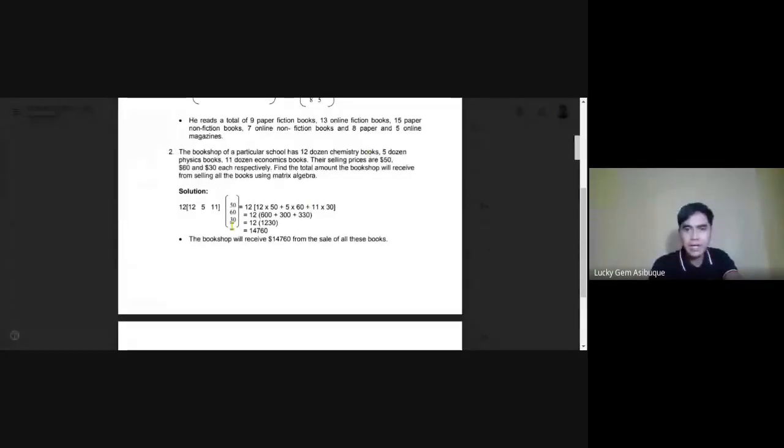So, ngayon, nagkaroon tayo ng, multiply pa sa kanya, yung column vector na ito. Itong 50, kasi $50 daw yung presyo. $60 and $30 respectively. Nung chemistry, okay? Nung physics, and nung economics books. So, nagkaroon nga tayo dito ng pag-i-multiply natin. So, first, i-multiply muna natin yung row, okay? Yung row vector, doon kay column matrix vector. Isa-isa, kaya naging 12 times 50 plus 5 times 60 plus 11 times 30. Okay? So, yun muna yung gagawin natin. Multiplication muna, okay? Nung mga vectors. Then, multiply, then add. Tapos, pag isang value, then i-multiply nyo na siya sa 12.